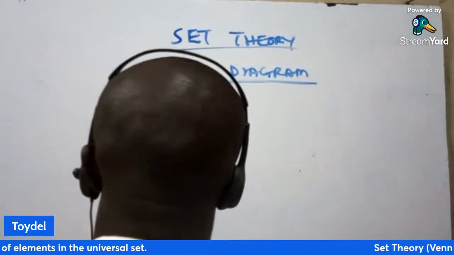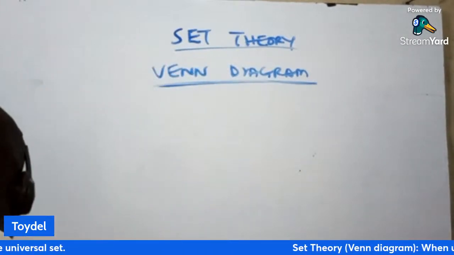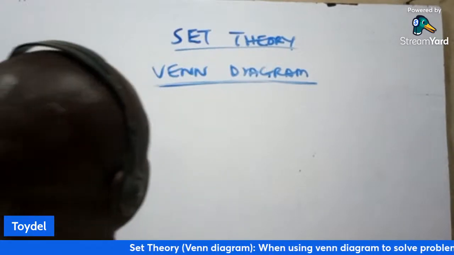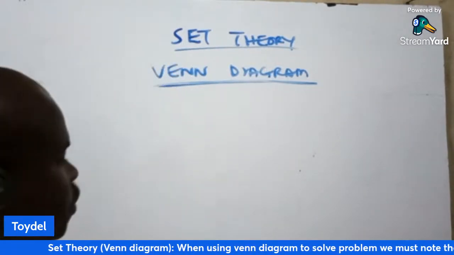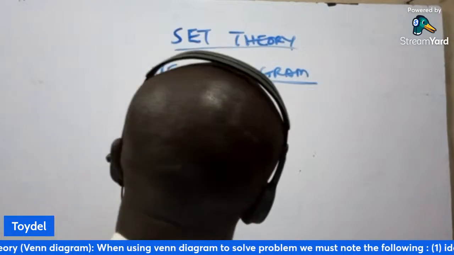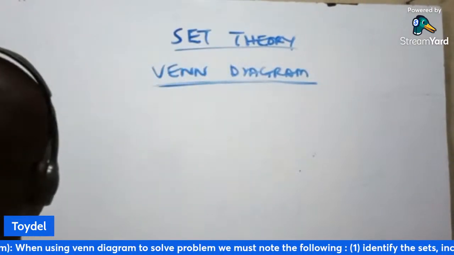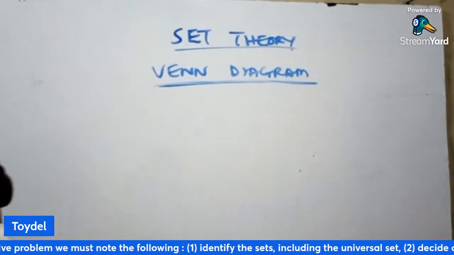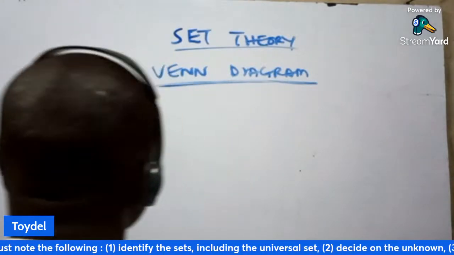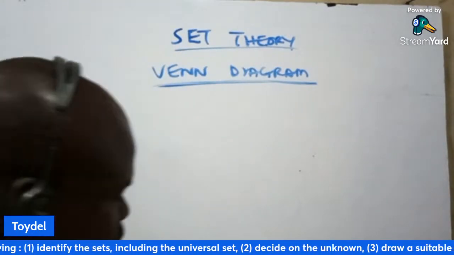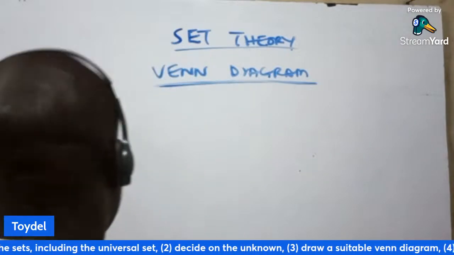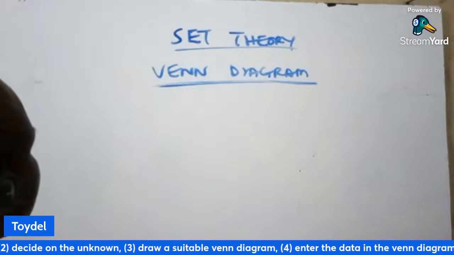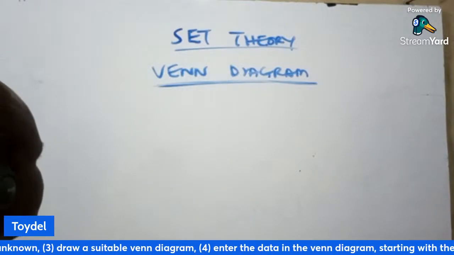set problems? The first one is that you are to identify the sets, including the universal set. That is, if you want to use Venn diagram, you must identify what you are given, including the universal set. Then we have to decide on the unknown, what we are required to find. Then the third one is that we draw a suitable Venn diagram.